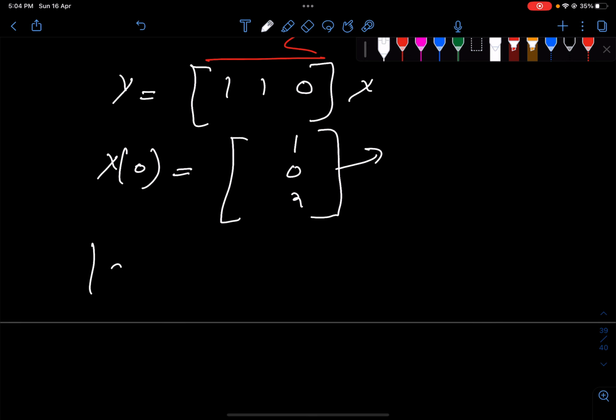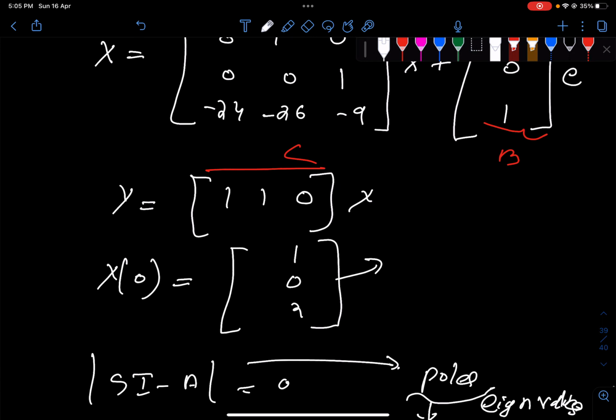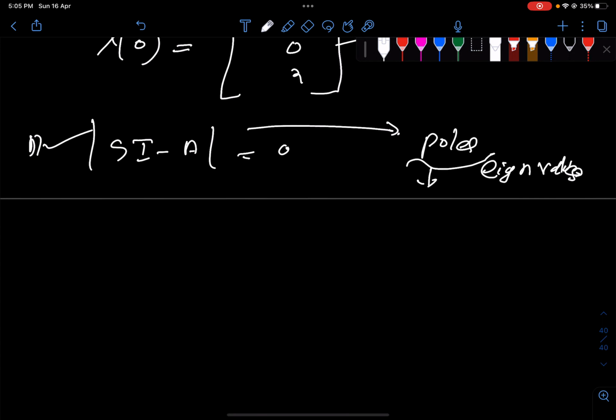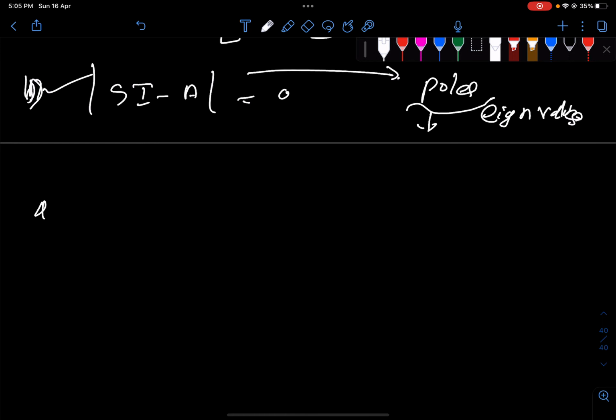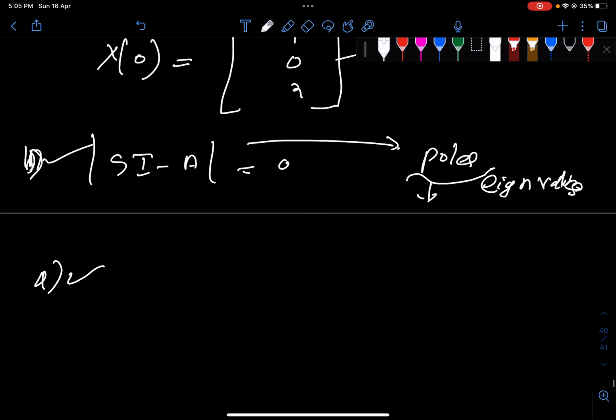Using the characteristic equation |sI - A| = 0, upon solving you can get the poles of the system. I told you initially that the poles of the system are called the eigenvalues, right? So the second part of this question is clear for you. B part is clear. And what is A part? A part I haven't done, any problems like that.